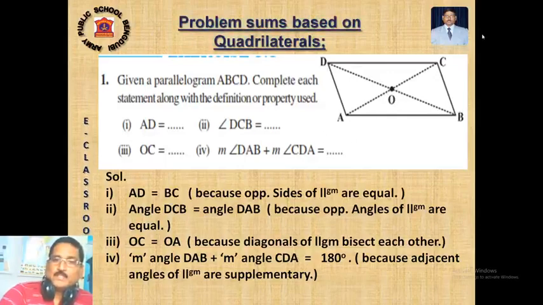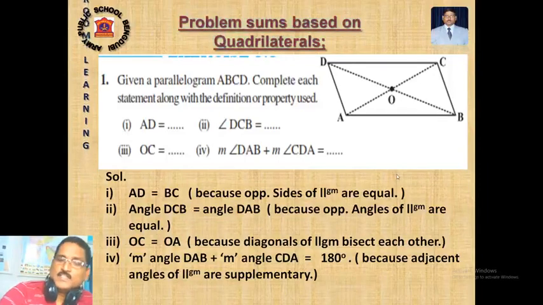Angle DCB equals what? Angle DCB equals ADB. Clear? Now OC is what? OC will be equal to OA. Why? Because diagonals of a parallelogram bisect each other. Now the measure of angle DAB and CBA, CDA. So this angle and this angle are adjacent angles. What will be the result? It will be 180 degrees. Adjacent angles are supplementary. This is the reason.